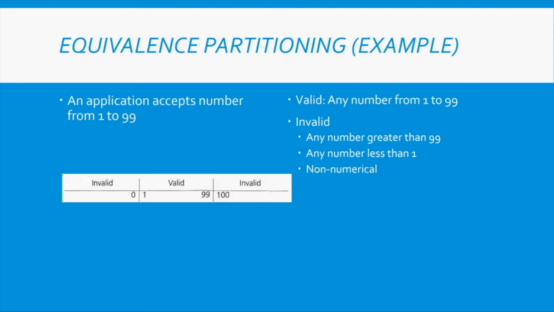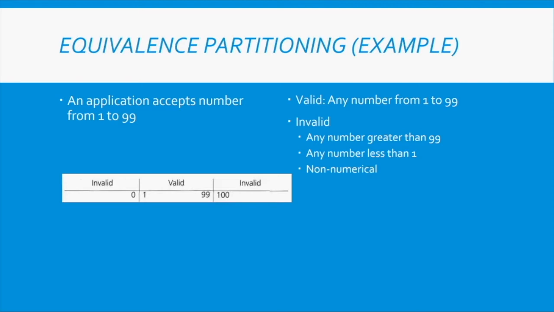That is a mistake, because the application normally should reject any number greater than 99. But because you now put equal to, if you supply 99, it is going to reject 99. So that is what can happen in this particular scenario.